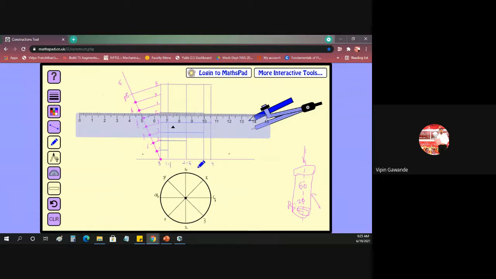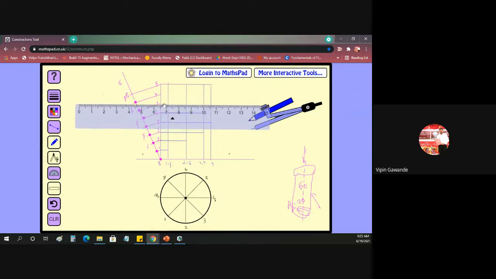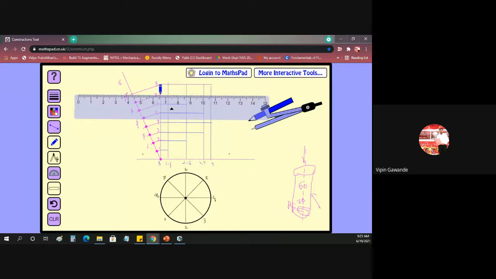Now 6 is here, so it comes up to the vertical line. So this is 6. Now 7 is here, so this is the projection of 7, and 7 comes up to 7. This is 7. And 8 is here only.